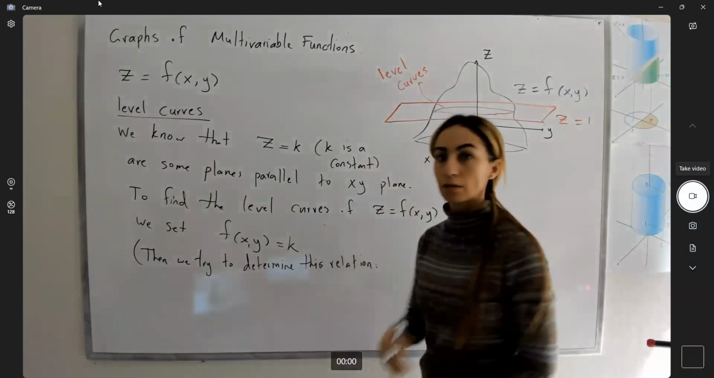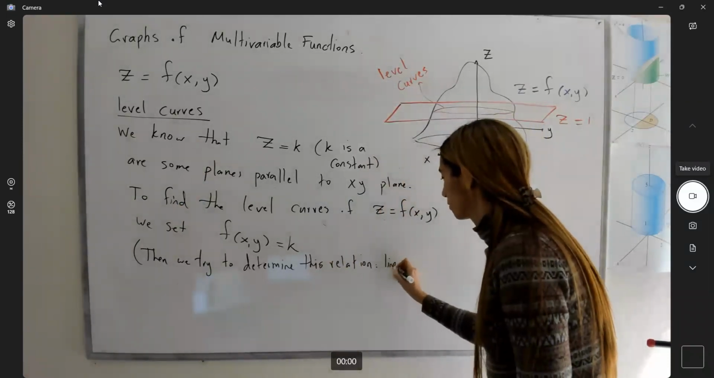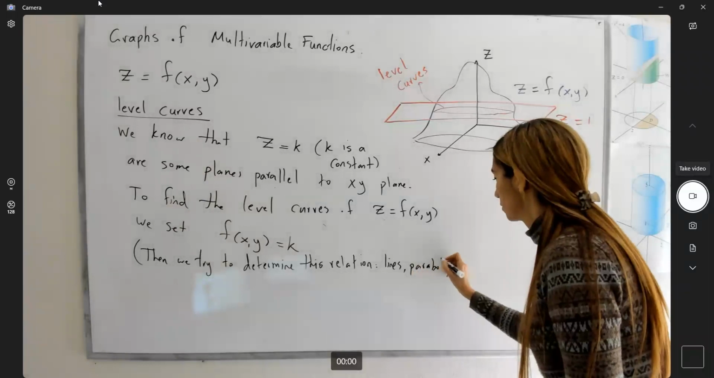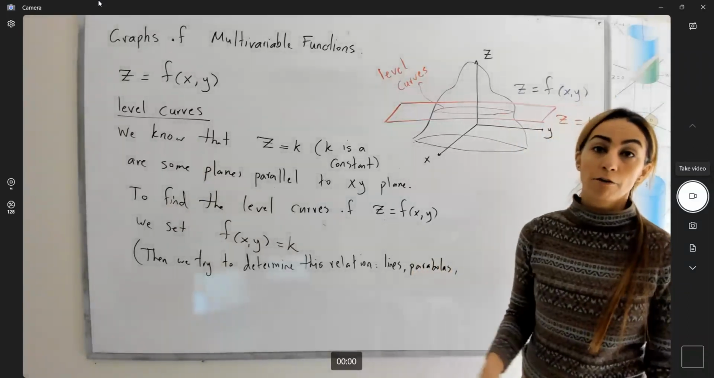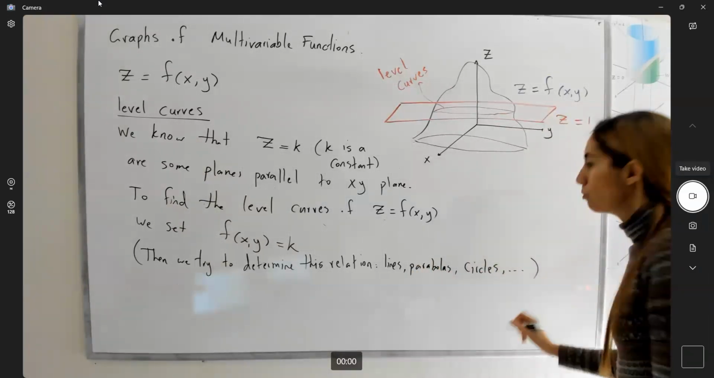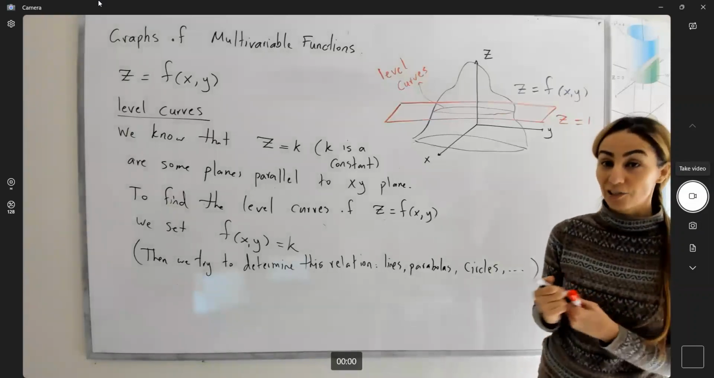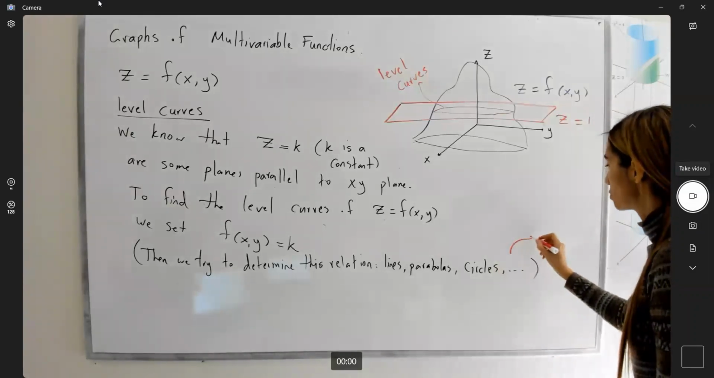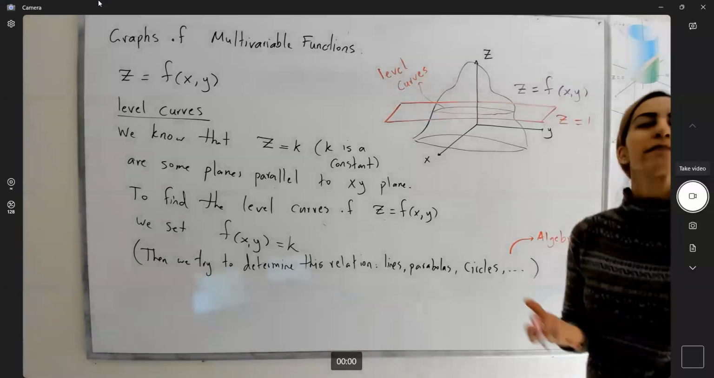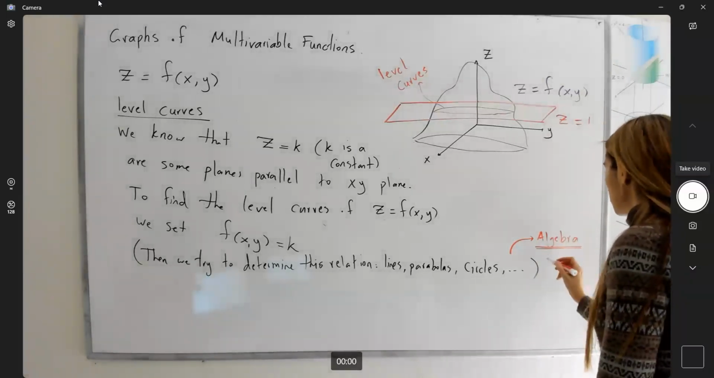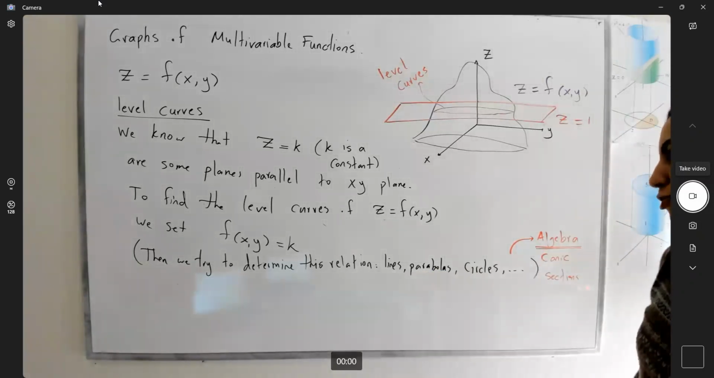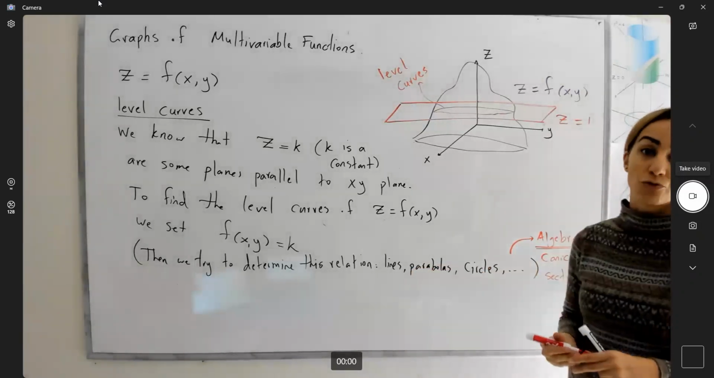Well, it might be some lines or some parabolas. It might be some, for example, circles, and many more things that you learned from algebra. These are all algebraic. Conic sections, what you learned about the algebraic relation between x and y and the graph that you can derive from those.